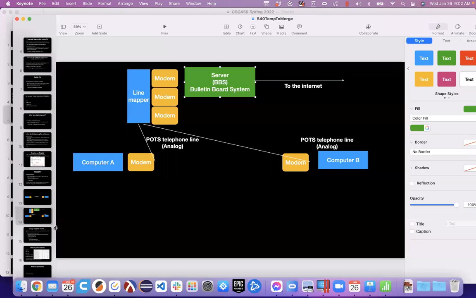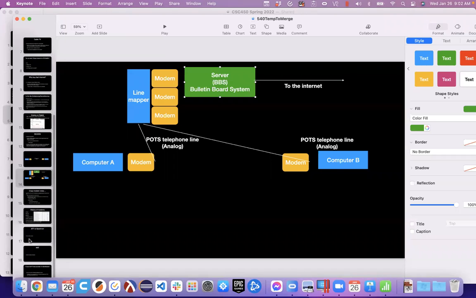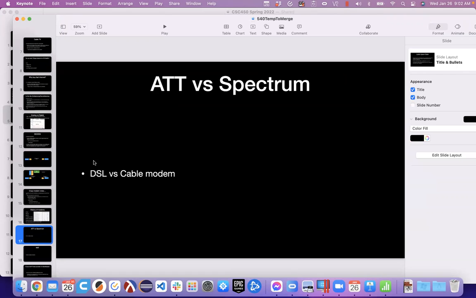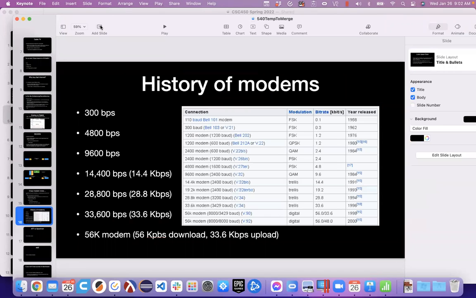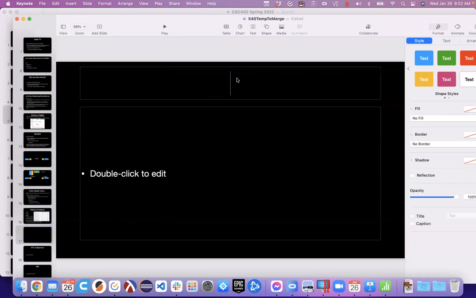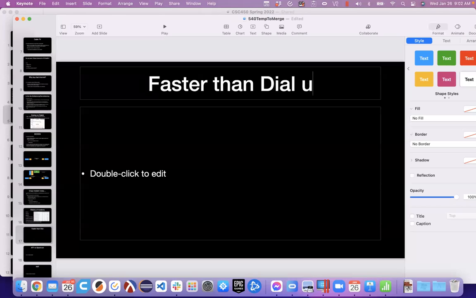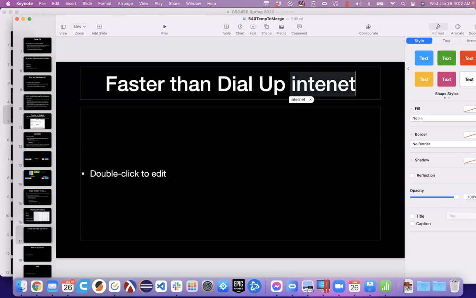All right. So in any case, when we looked at those white circles, each one of those is kind of one of these bulletin board systems, and that's kind of how the internet is put together. So we talk about DSL versus cable modem. I'm just going to create a separate slide for that. Faster than dial-up internet.